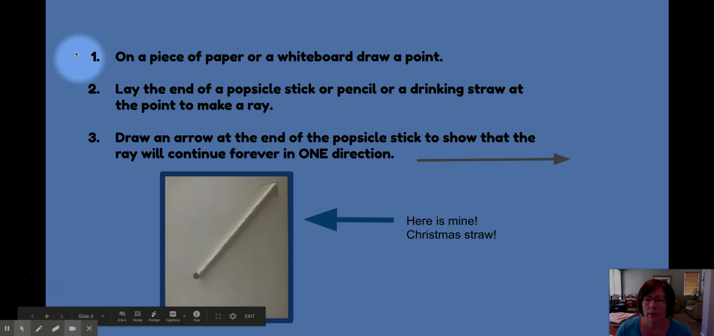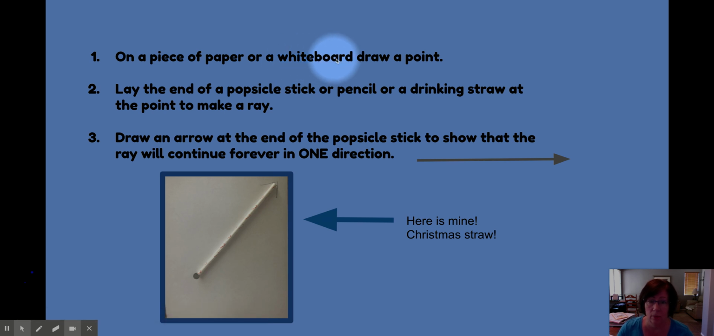Okay, now that you have those items, on a piece of paper, or maybe even if you had a whiteboard nearby, draw a point. Then, what I want you to do is to lay the end of a stick or a pencil or even a straw at the point to make a ray.